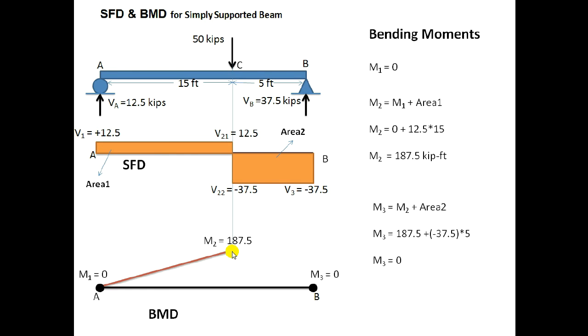Now the moment at 3. We can find the moment at 3 by this equation: previous moment plus the area of SFD in this region, minus 37.5 into 5. This I have found. This is downward, so that is why we have taken minus 37.5 into this one. M3 is 0. Okay, this is the BMD. M3 and M1 must be 0 because at M1 it is a roller and here it is a pin.